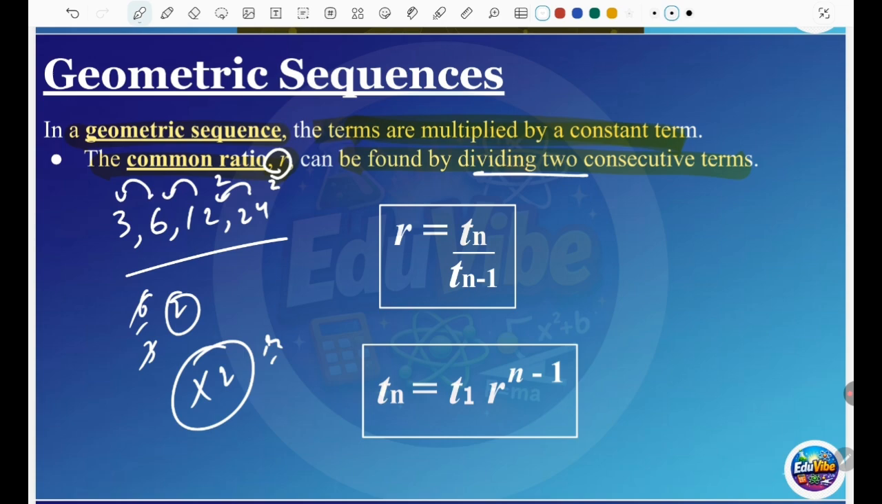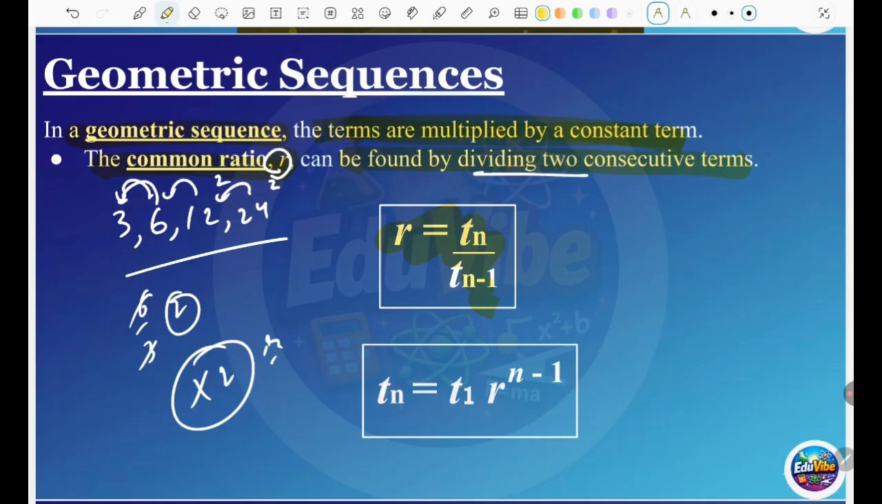And r can be found as Tn upon Tn minus 1. This is the formula we use to find the common ratio, but we can also find it directly by doing that division.